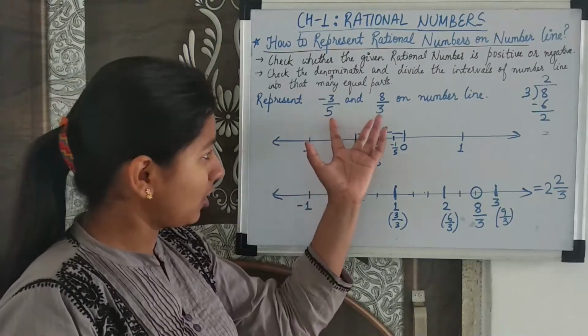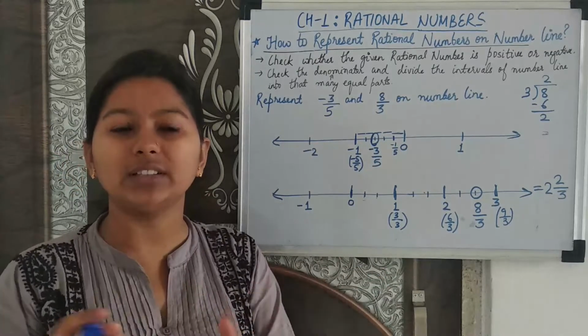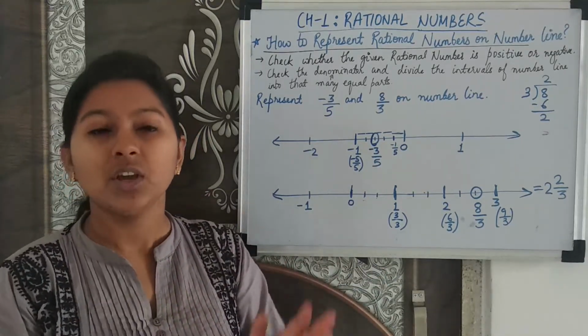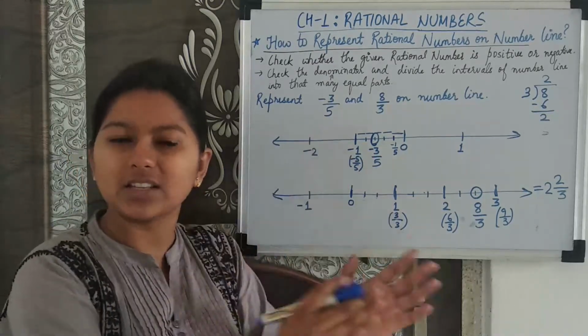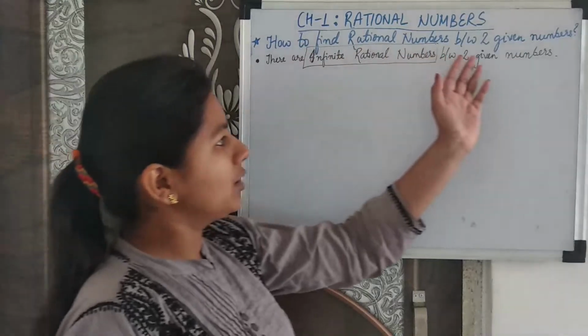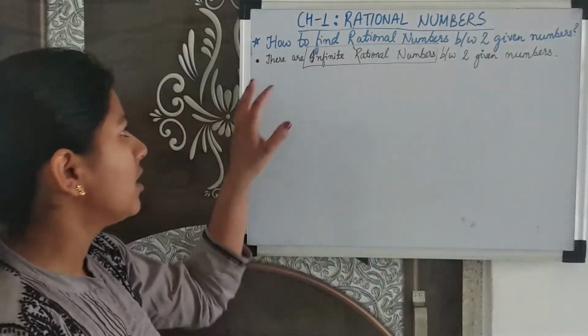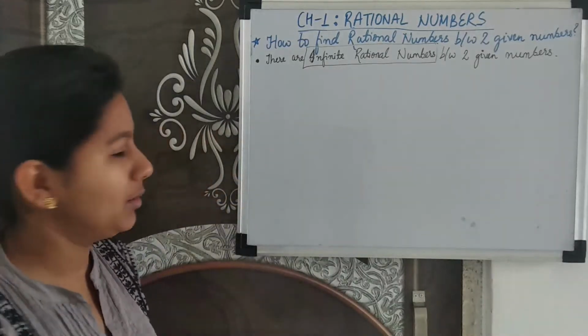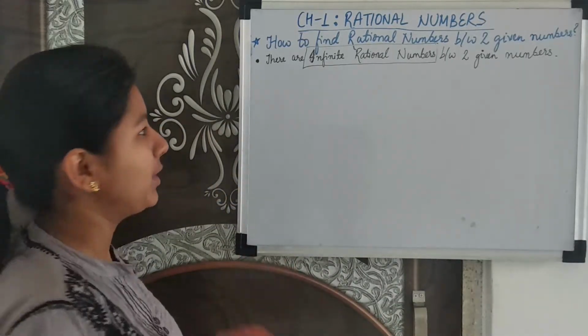So even if they are not rational, supposedly 2 and 3, between 2 and 3 also there are infinite rational numbers. Between -5 and -6 also there are infinite rational numbers. How to find rational numbers between two given numbers? The first point is there are infinite rational numbers between two given numbers. Let's first start by taking a very simple example.